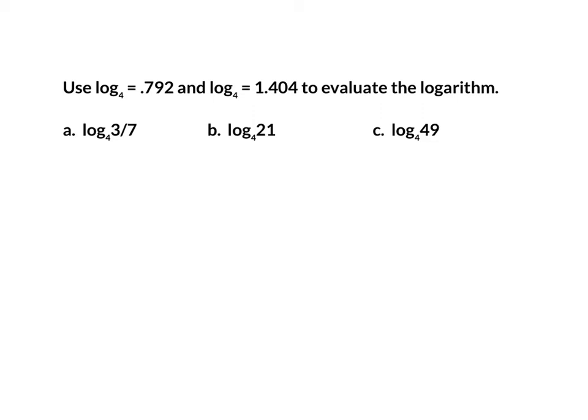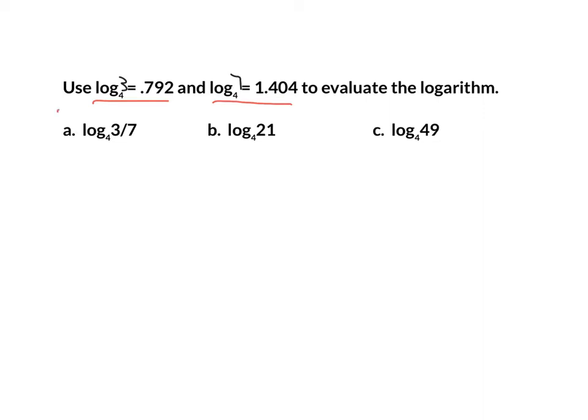Next thing I'm going to have you do is work out some problems using the properties. They're going to tell you log base 4 of 3 equals 0.792 and log base 4 of 7 equals 1.404. I didn't write that out correctly, sorry about that. It should say log base 4 of 3. That should be a 3 right there, and this one should be a 7. Sorry about that. Who typed this thing up? I did. Okay, so now we can do it.